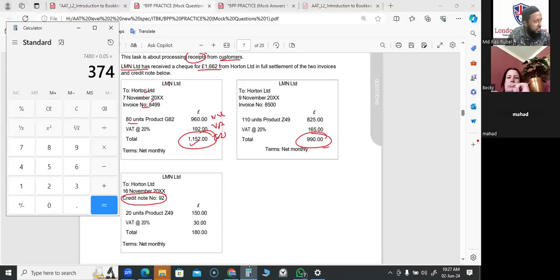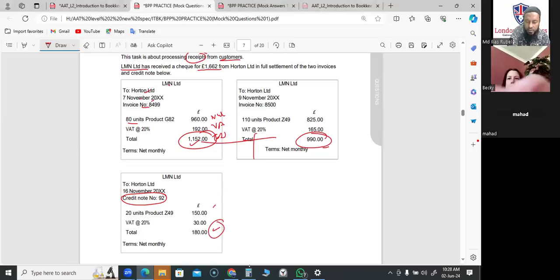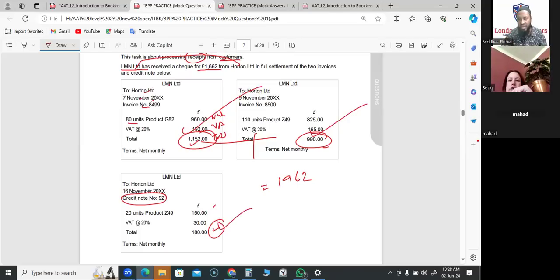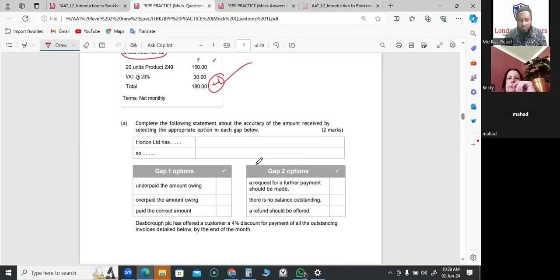Shall we do some addition here? 1152 plus 990, so 2142, just for our record purpose. And from there, minus 180. So we're supposed to get 1962, shouldn't we? Are you getting me? Add this, minus this. So what was the ultimate figure? 1962. Horton's supposed to pay Element because Element sold goods worth this much, and a bit of minus from the customer, maybe sales return, or maybe discount, whatever. And that's it. So far, so good. Let's see the question. That was the scenario.